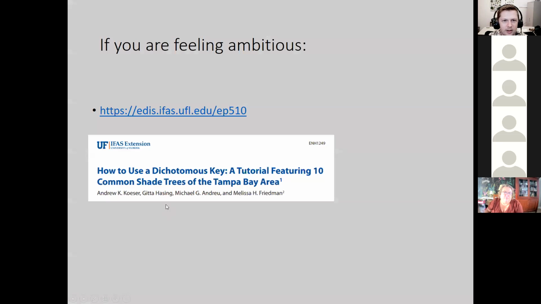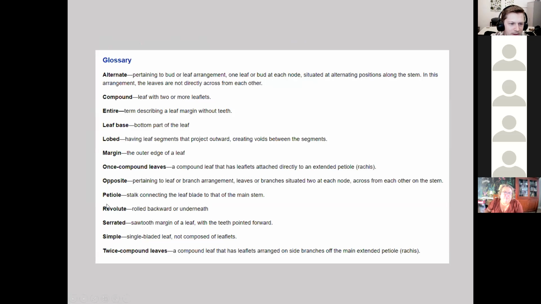So if you want to try this out on trees here, and if it was non-COVID, I would have some plants here ready for you, and we could key these out together. This is worth checking out. It's a key for common trees. It says Tampa Bay, but it also works for Central Florida in general. It'll work here in Orlando. And here's the glossary that it comes with. So if you don't understand the terms immediately, you can refer to this glossary and figure out what they're talking about when you're looking at the key.